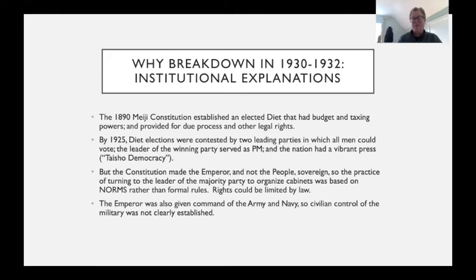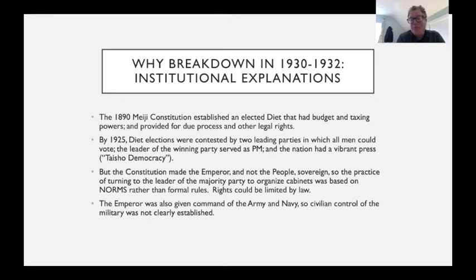And there's enough going on here that many people at the time and later described the 1920s as the period of Taisho democracy, named after the Taisho emperor who succeeded the Emperor Meiji and had some mental disabilities that particularly limited his ability to intervene in politics. Nevertheless, the Constitution had some serious flaws, and it starts with the way the Constitution makes the emperor and not the people sovereign, so that the cabinet serves the emperor, not the people.